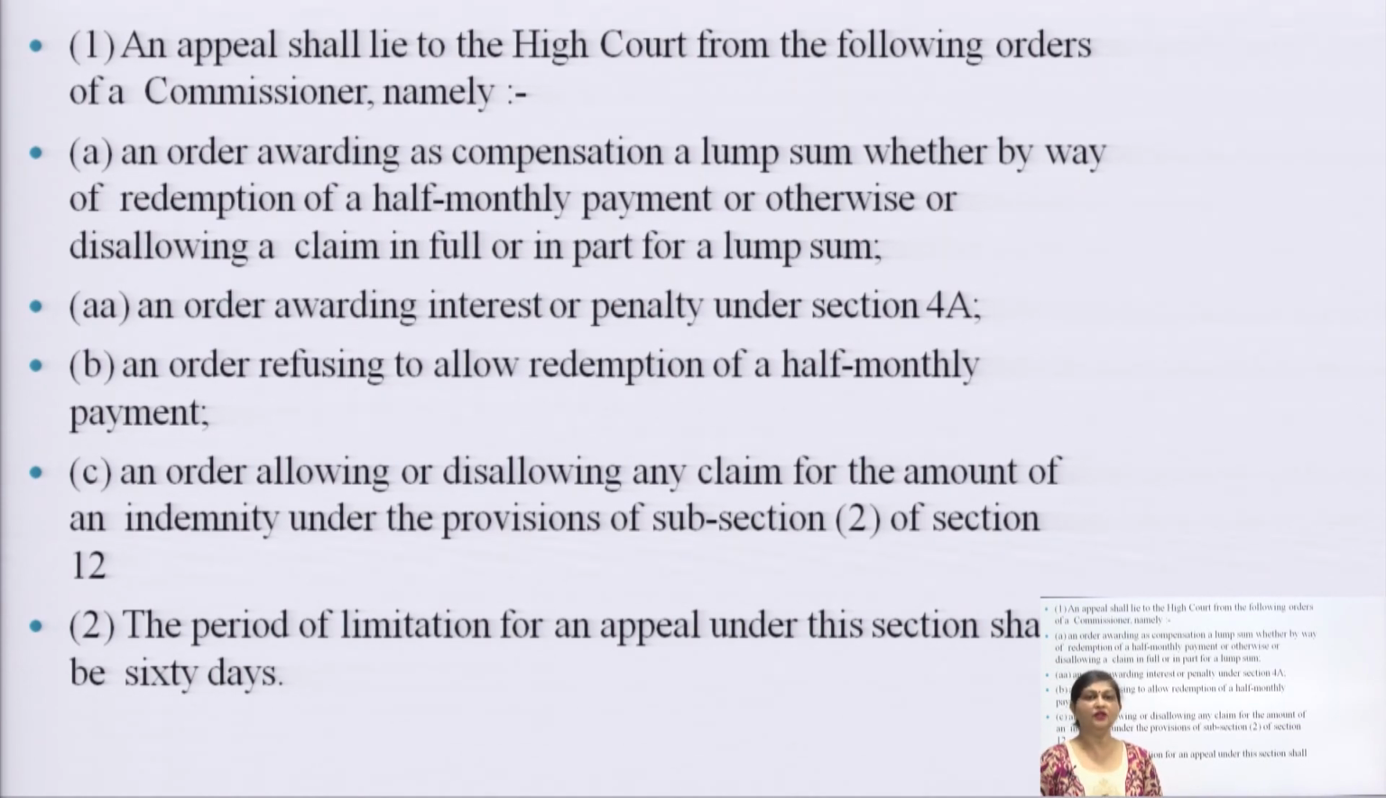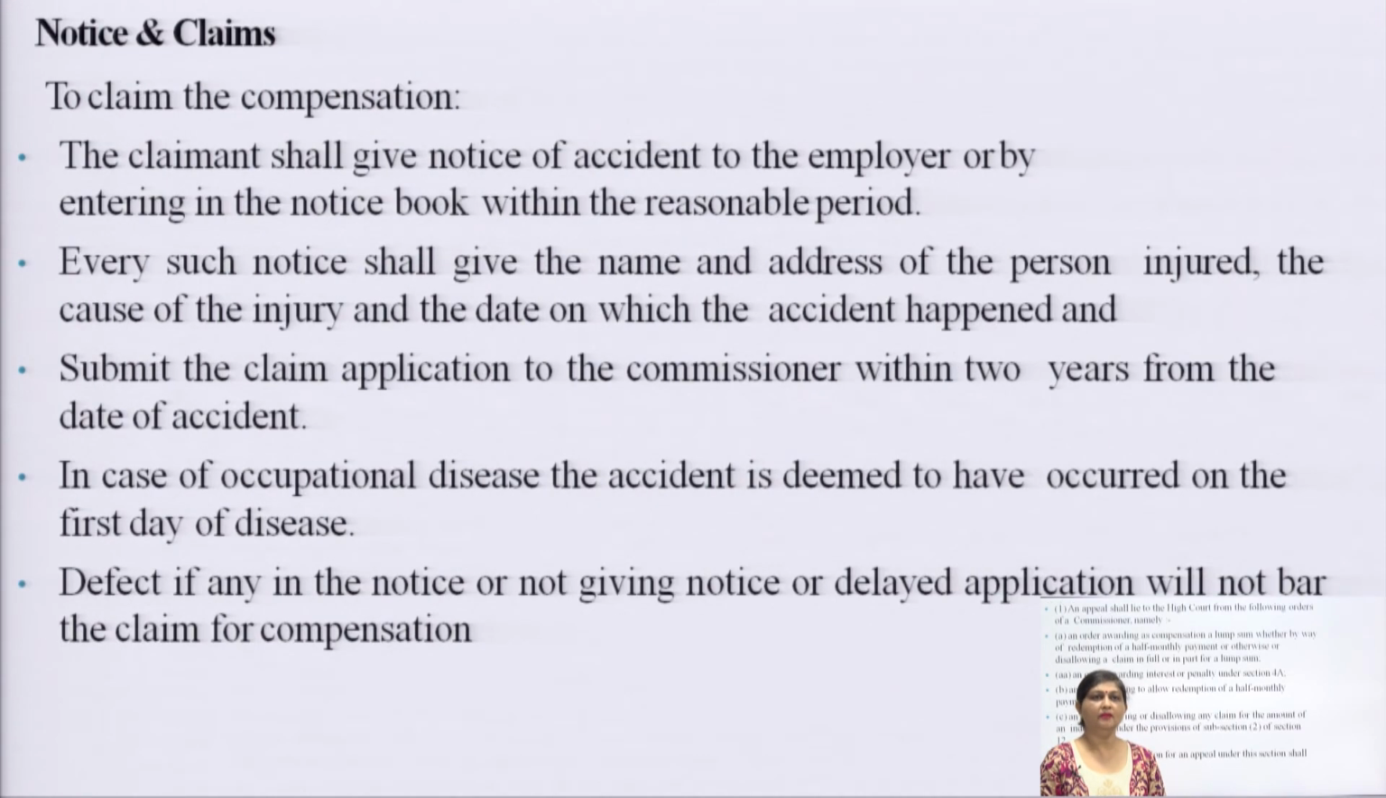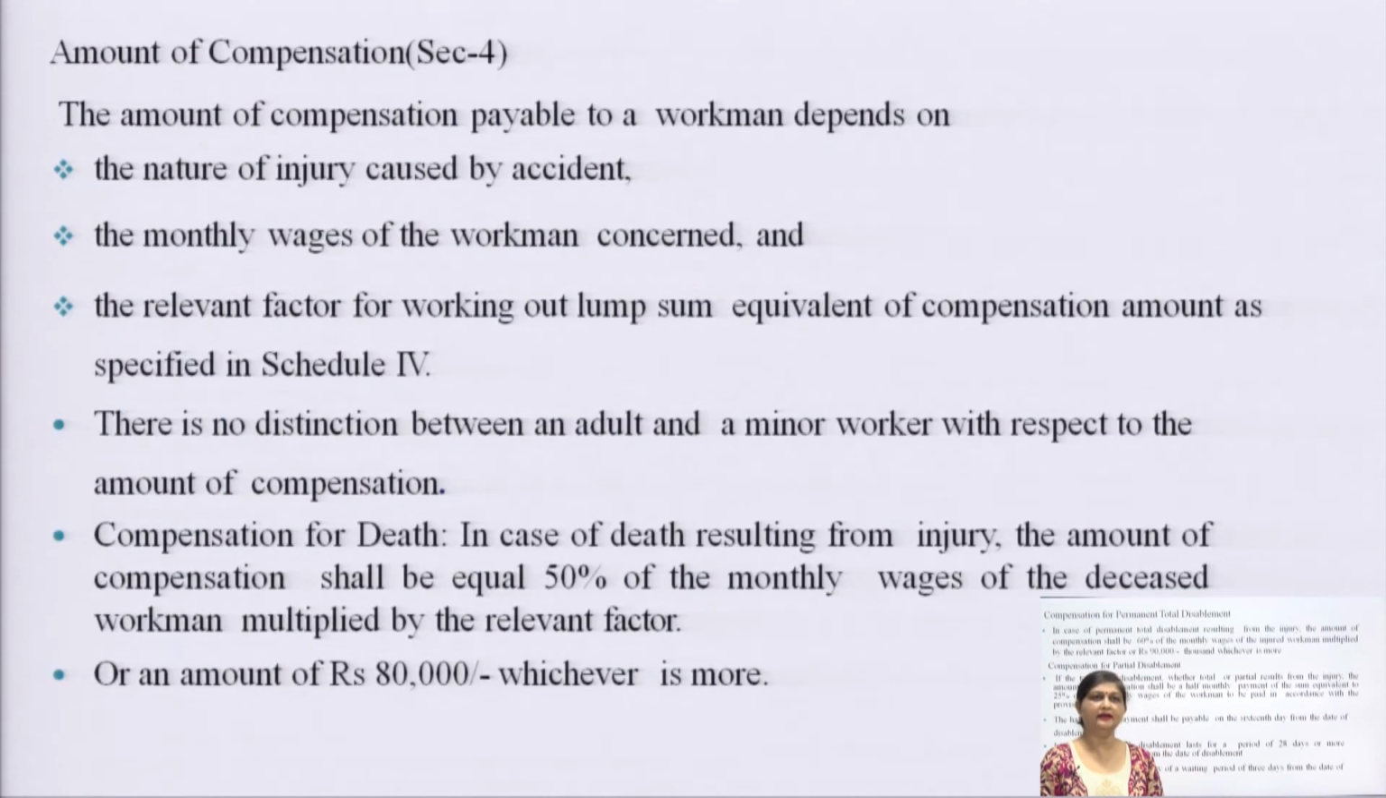The period of limitation for an appeal under the section shall be 60 days. That means that within the 60 days the worker can appeal in the High Court against the commissioner's order. So, that is all about the Compensation Act.